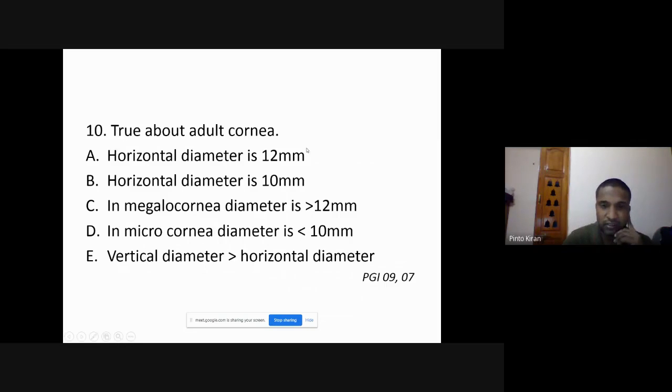Now coming to the last question. True about the adult cornea. Horizontal diameter is 12 millimeter. Horizontal diameter is 10 millimeter. In megalocornea, diameter is more than 12 millimeter. In microcornea, the diameter is less than 10 millimeter. The fifth option: vertical diameter is more than the horizontal diameter. Now, if you look at the cornea, when we talk about the diameter, it's always the horizontal diameter. You have to keep that in mind.